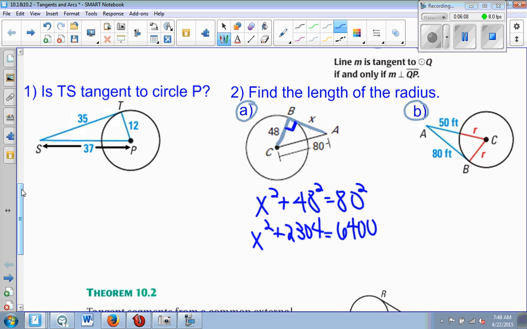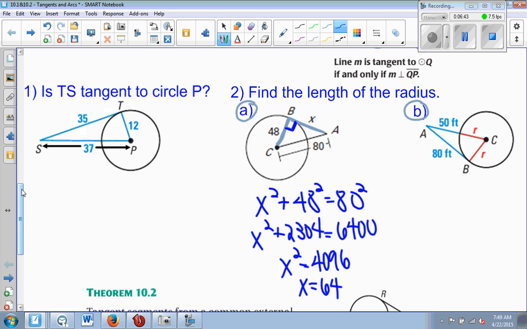So to solve for x, we're going to have to first subtract. We get 4096. And then the last thing we would do is take the square root. And we get an answer of 64. So that means that that length in your picture from A to B has a length of 64. And it's just all using Pythagorean theorem.